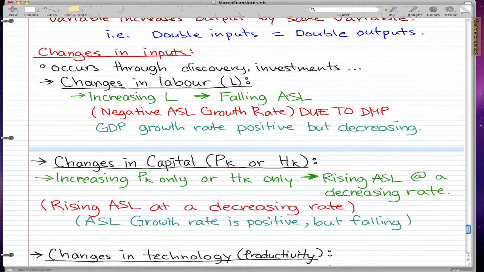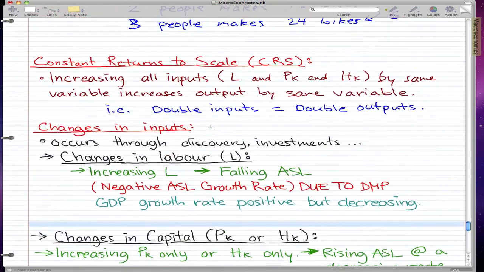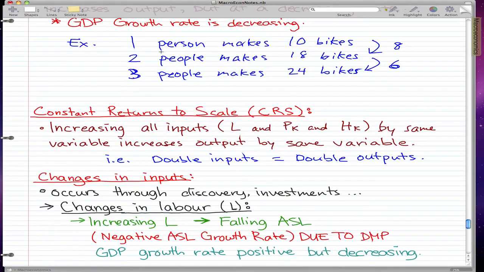What is happening here is the same as the example discussed in the last video, where one person makes 10 bikes, two people make 18 bikes, three people make 24 bikes. The GDP growth rate is positive. We are making more and more, but it's decreasing. We make 8 and then we make 6 when we add one more person. Remember that ASL is calculated by taking our GDP growth rate minus our population growth rate.